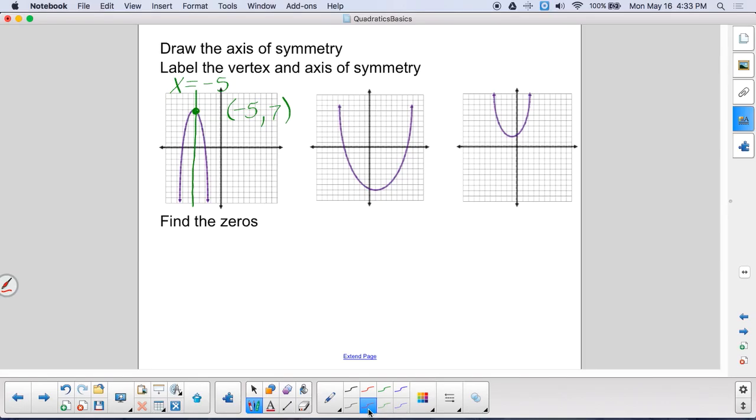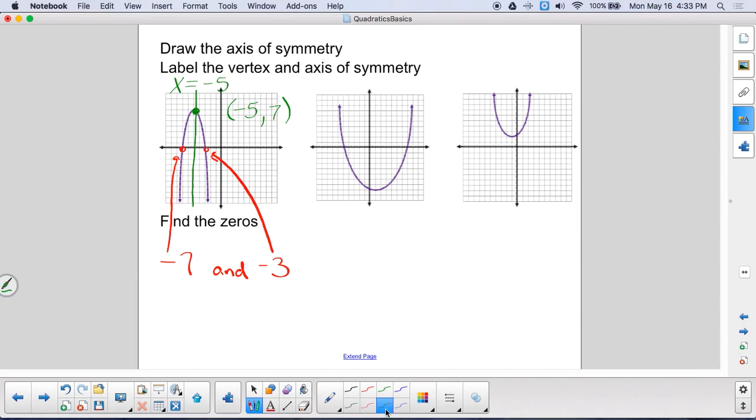The zeros, these points right here: one of them happens at -7, the other one happens at -3. There's one, there's 0.